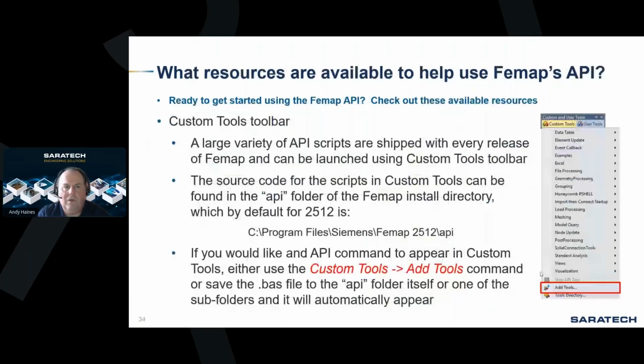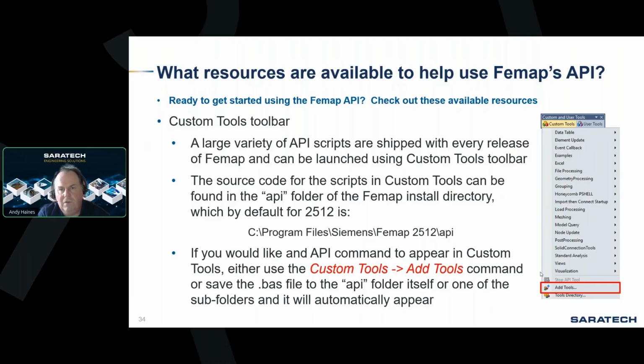Okay, so now, what resources are available to help you use the API? The very first thing to always look at is the custom tools toolbar. There's a large variety of API scripts that are shipped with every release of Femap and can be launched using the custom tools toolbar. The actual source code for all the scripts can be found in the API folder of the Femap install directories for our current version, 2512. You would find it in Program Files, Siemens, Femap 2512, API.